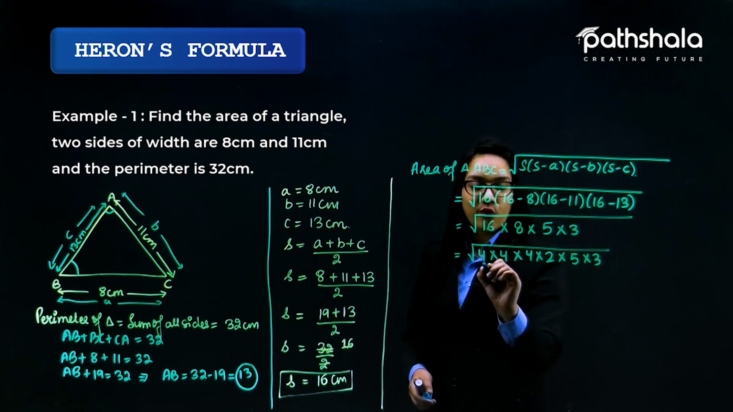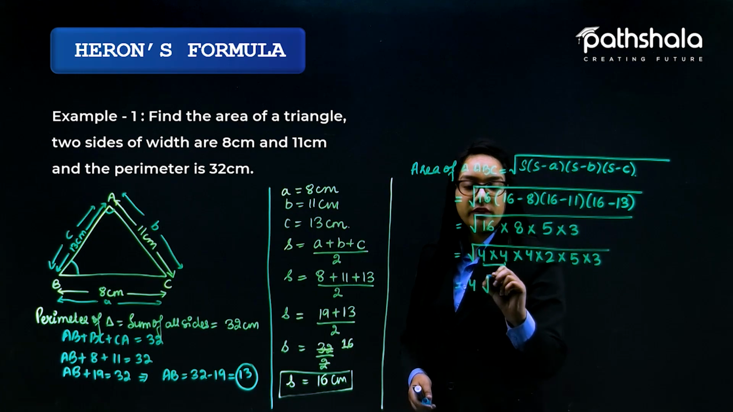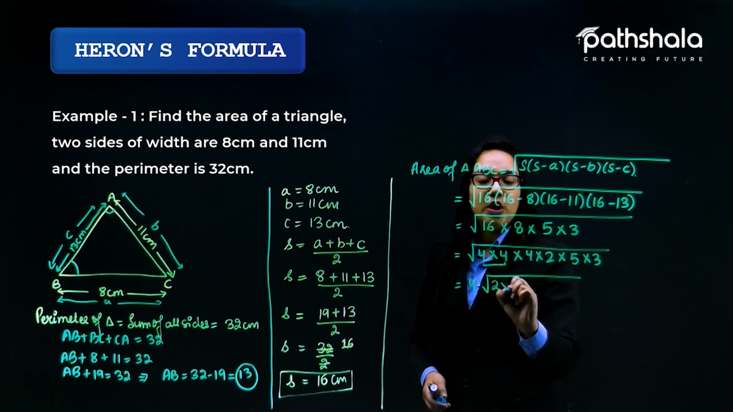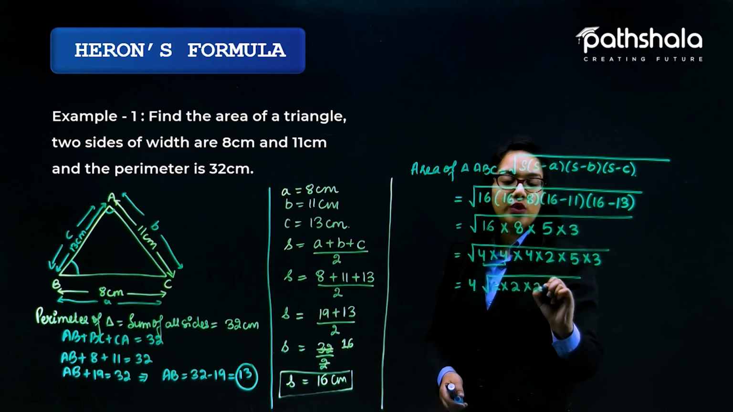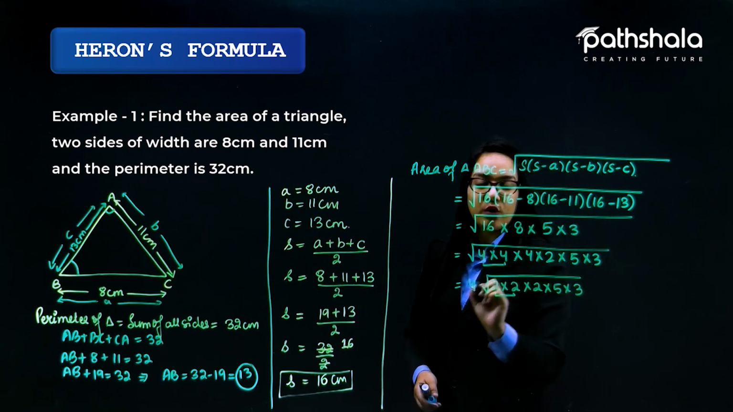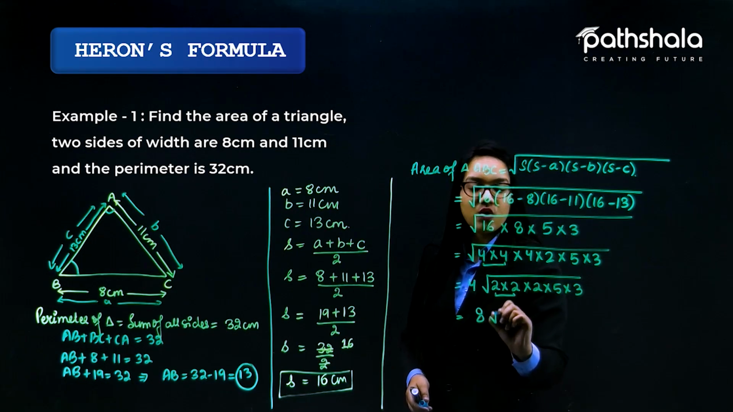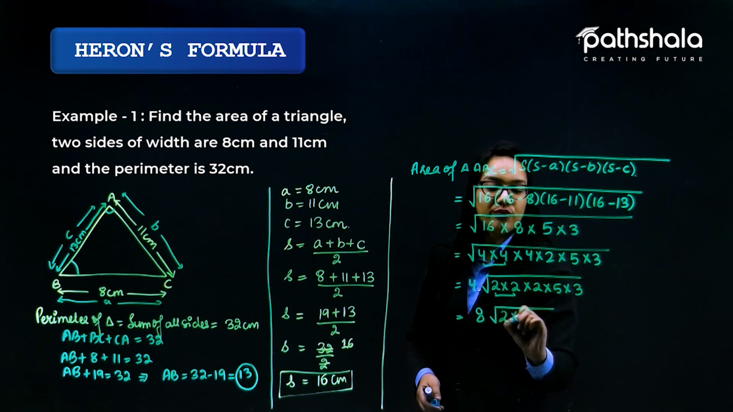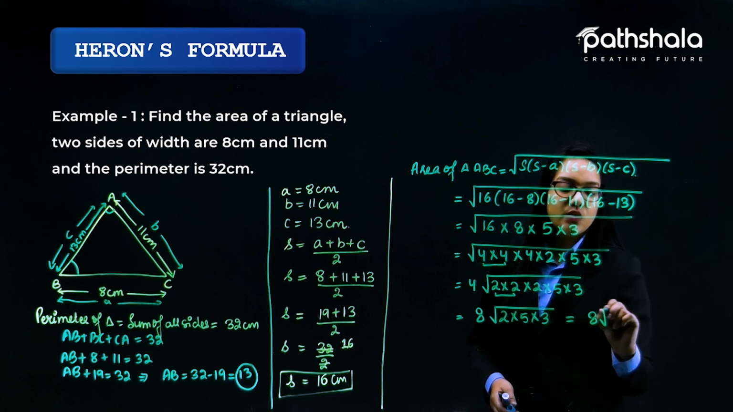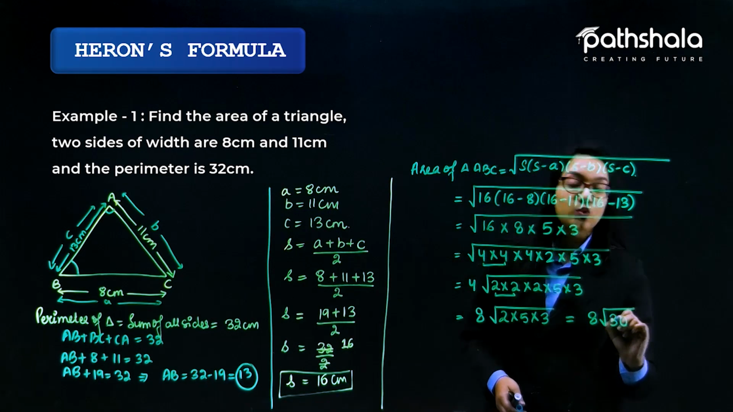Now this is 4 into 4, so we can take 4 common out of the square root. Further we have the square root of 4 into 2, which I write as 2 into 2 into 2 into 5 into 3. We can take one 2 out as well. So this is 4 into 2, that is 8, square root of 2 into 5 into 3. As you can see, 5 into 2 is 10, and 10 into 3 is 30. This is 8 root 30.